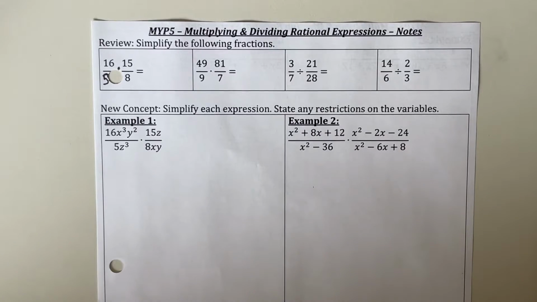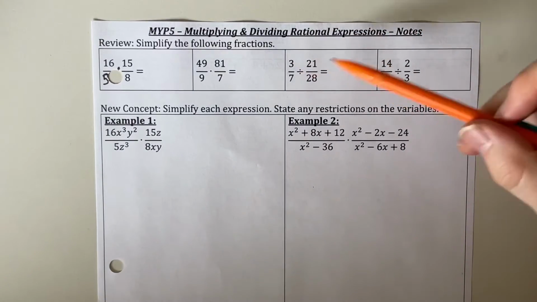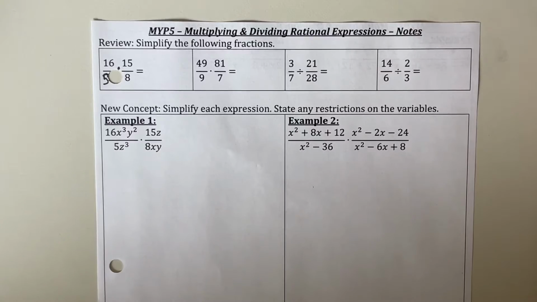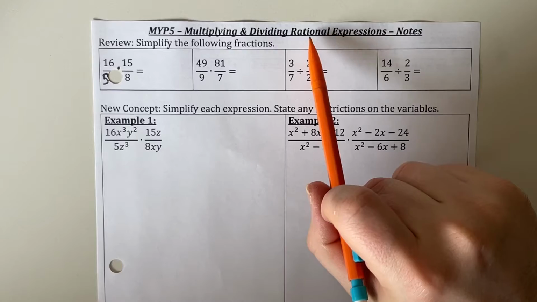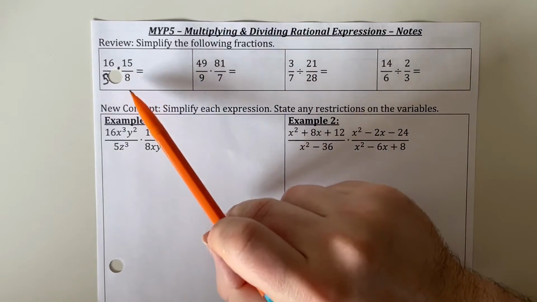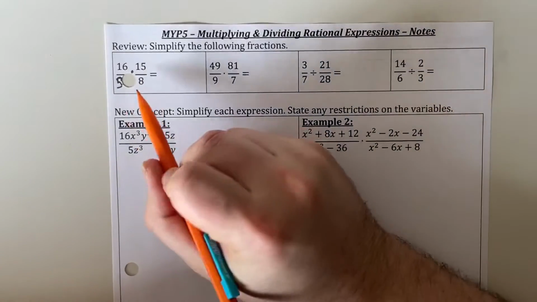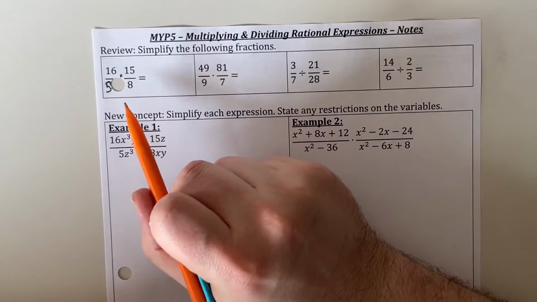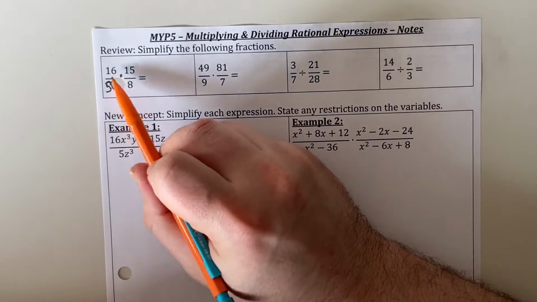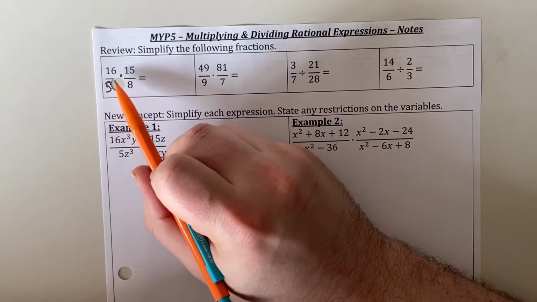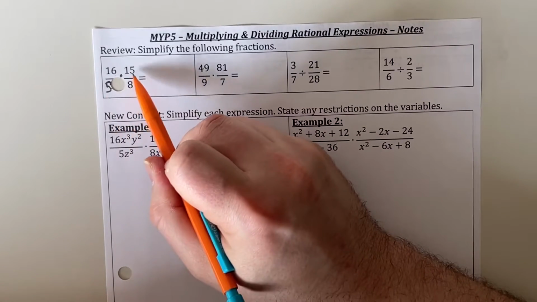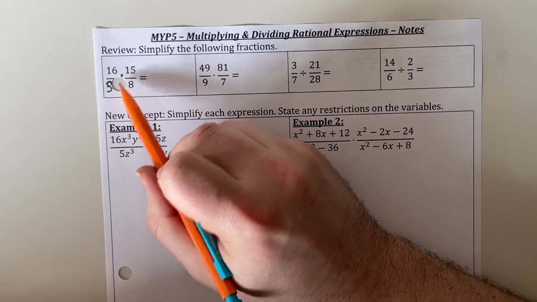In this video, what we're going to be working on is multiplying and dividing some rational expressions. And so what we're going to do first is do a little bit of review. Again, anytime you think of something that's rational, you're thinking of a fraction. So what we can do is do a little bit of quick math. If we are simplifying these fractions, we're going to be multiplying them together. So if I have 16 over 5 and 15 over 8, we're going to multiply those together.